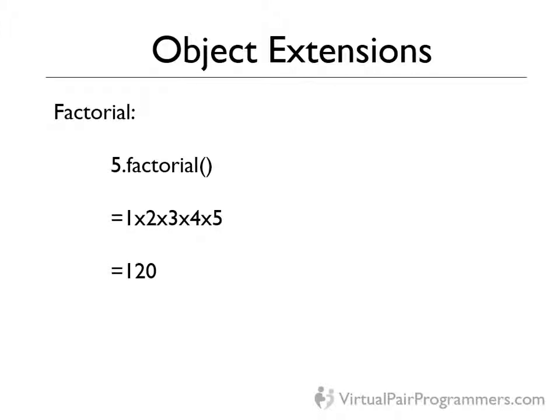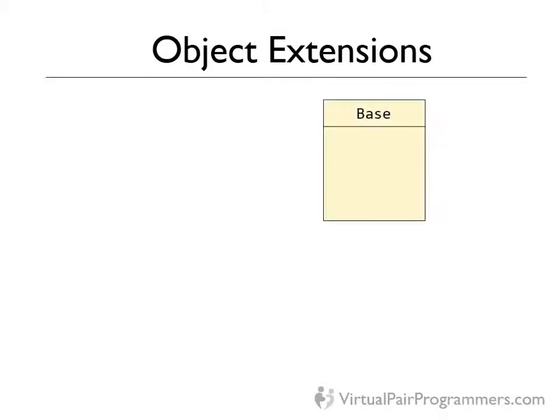So let's see how this works. We have our base class. This is a standard Java class like integer or string, or maybe even a class we've created ourselves. It's the class we want to add our methods and parameters to, but we can't edit it directly, or maybe we just don't want to edit it directly.